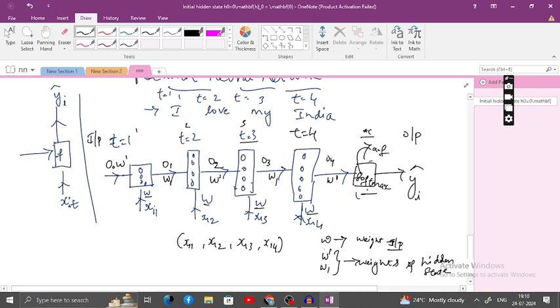W dash, weight of the hidden state. So this is the hidden state. What happens? I am going in the forward direction. It's a feed forward network.